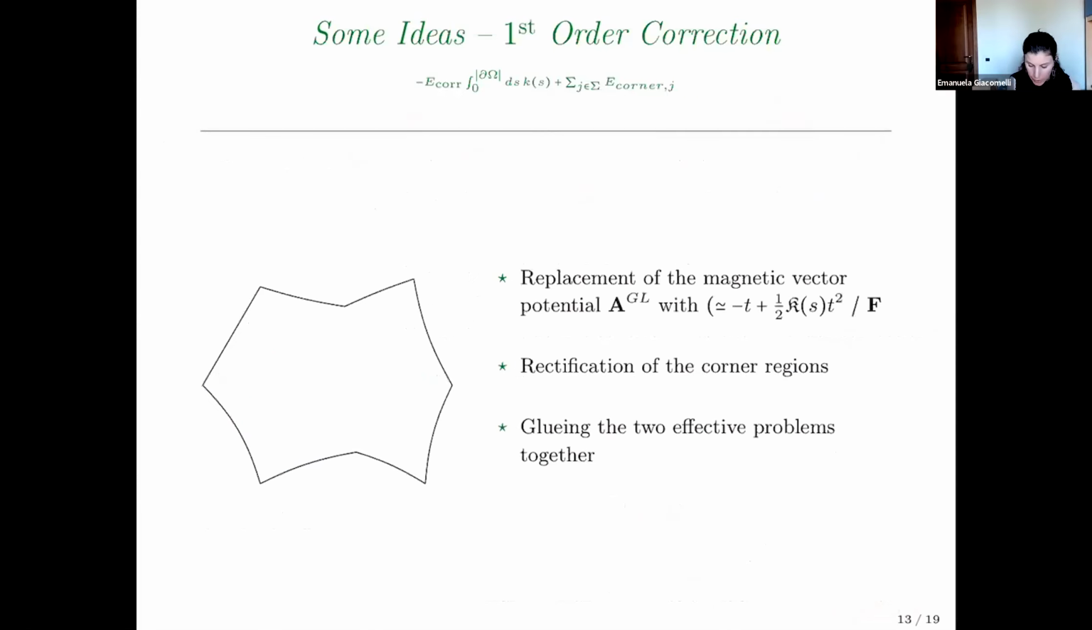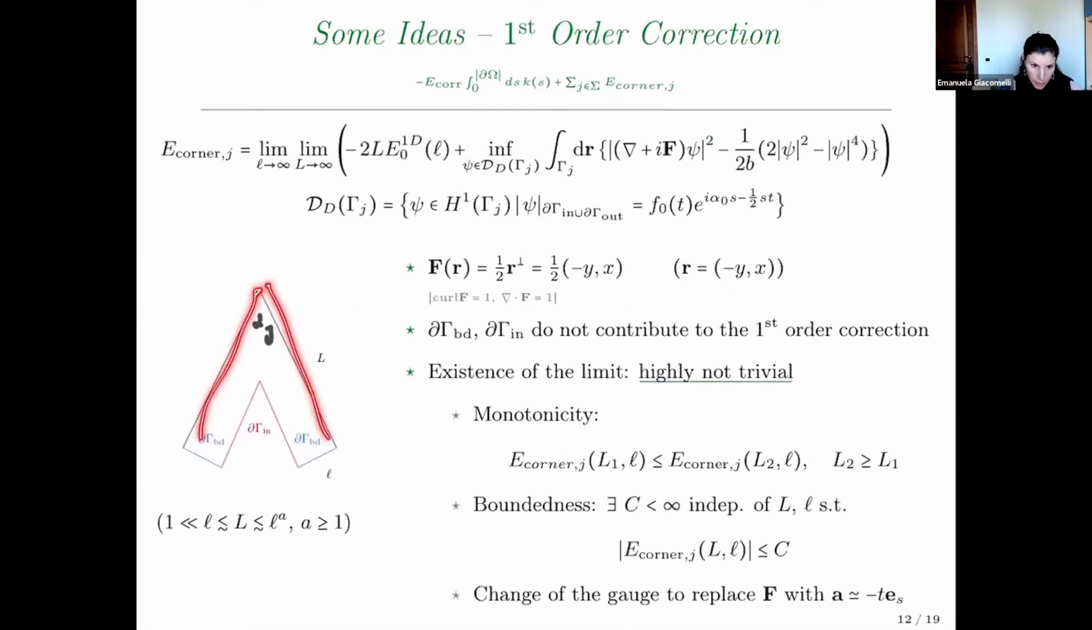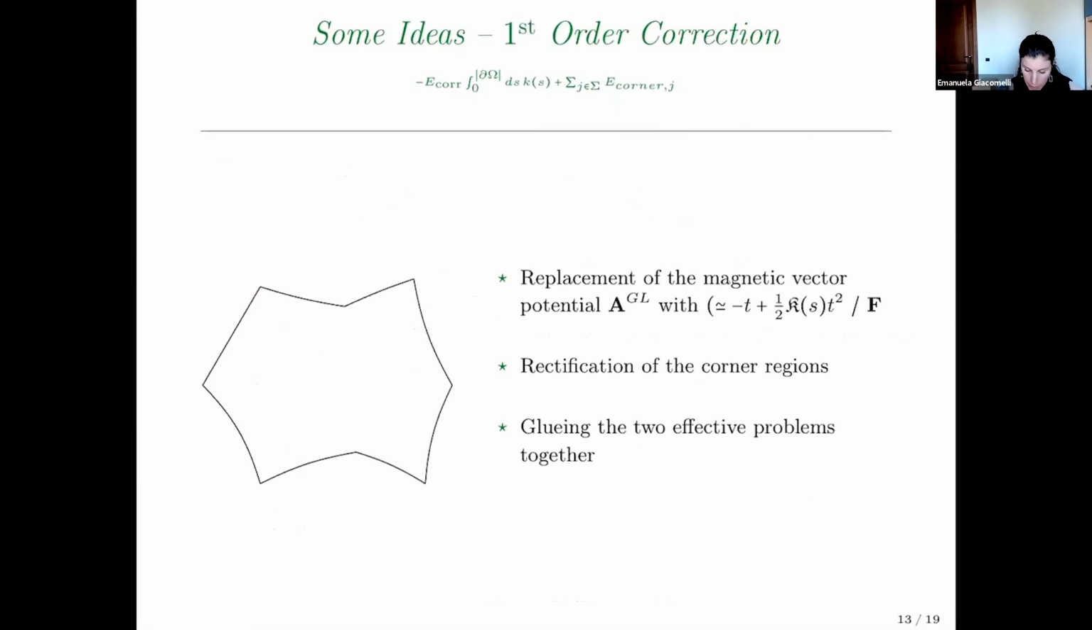Okay, so now I presented just the two effective problems you should take into account in the smooth part of the domain and close to the corner. And then if you want to prove an upper bound and a lower bound for your energy, what you should do is to replace your minimizing vector potential by this vector potential in the smooth part of the domain and by F in the region close to the corner. If you remember the corner region we defined, here we just neglected the curvature. And then what you should do is to prove that a rectification of the corner regions is possible.